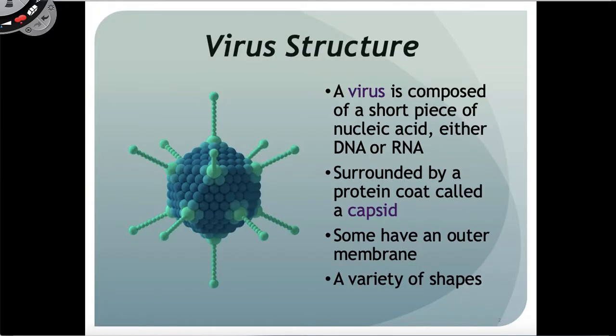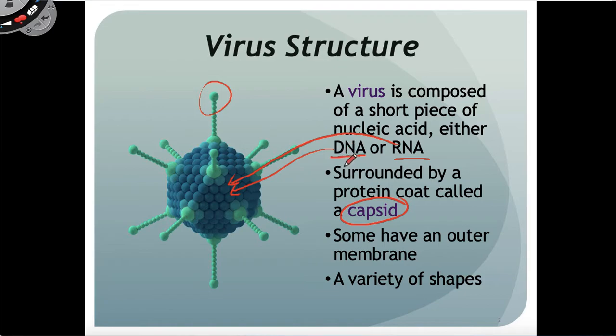So this is the general structure of a virus. A virus is composed of a short piece of nucleic acid, either DNA or RNA. So we know that viruses have some sort of genetic material inside, and it could be either one of these two. And then it is surrounded by a protein coat called the capsid. So it's this layer right here. And then some viruses have outer membranes.